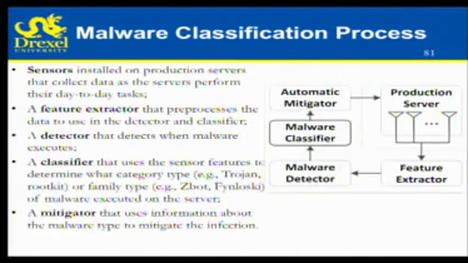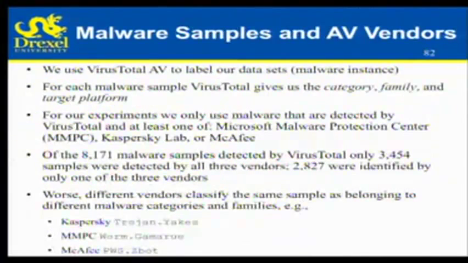What we did in this, and I don't have a huge amount of time, so I'm just going to go over the highlights, is if you look at different vendors, and we looked at 3, Kaspersky, Microsoft, which is the MMPC, and McAfee, and you look at how they label malware, they use things like categories and families. Categories are things like it's a Trojan, or it's a worm, or it's a password stealer. And then families are things like it's Zbot, some kind of family of malware. And they use different classification schemes for malware. Of course, they're all overlapping and they're not consistent, right?